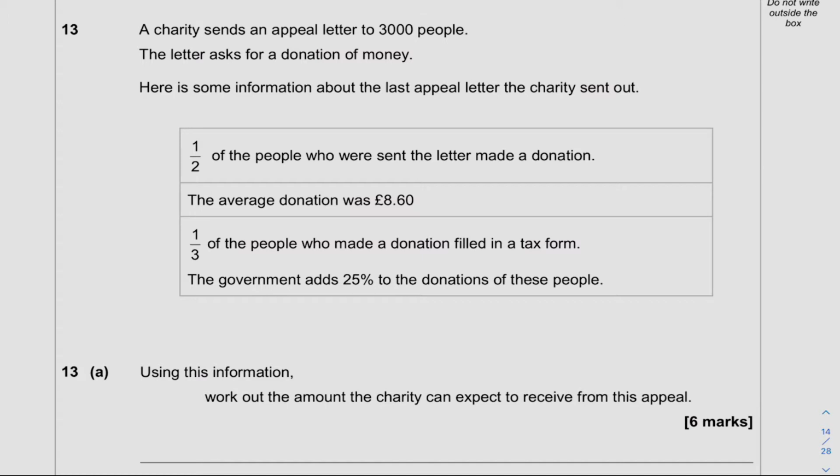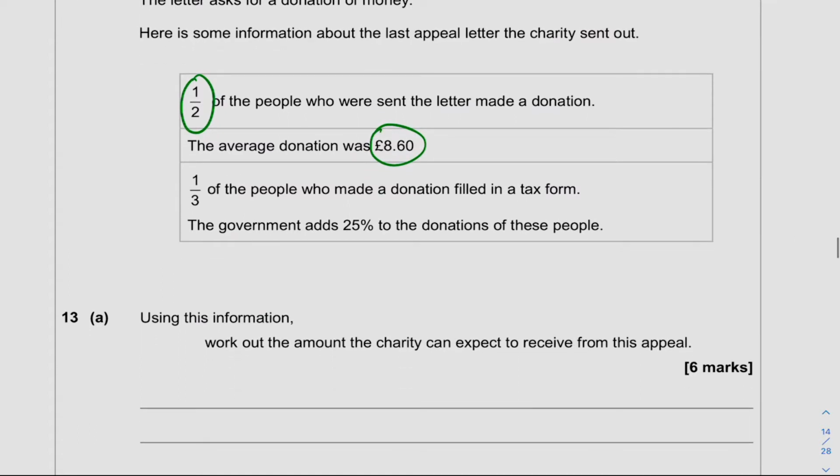So what we are told is a charity sends an appeal letter to 3,000 people. So I'm just going to highlight the key piece of information as we go along. The letter asks for a donation of money, okay, and here's some information about the last letter appeal that the charity sent out. So we are told that half of all people who were sent the letter made a donation, so a half, and the average donation was £8.60, so we'll circle that as well. And then we are told a third of the people who made a donation filled in a tax form, and the government adds 25% to the donations of these people. So a third gets an extra 25%.